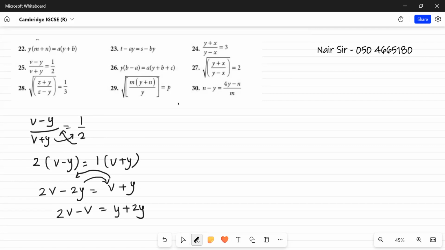2v minus v is v is equal to 3y. So I can write this as 3y is equal to v. y is equal to v upon 3. All right. Let's look at the next question.